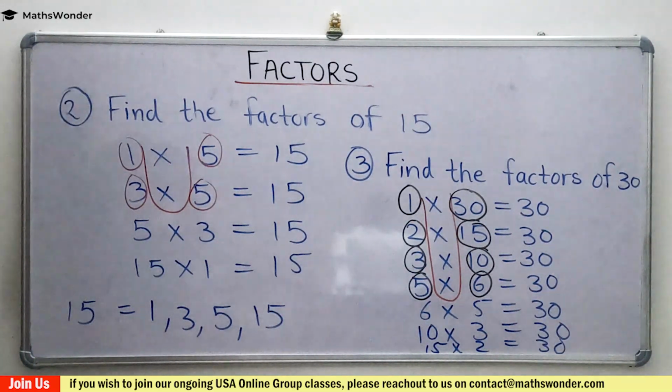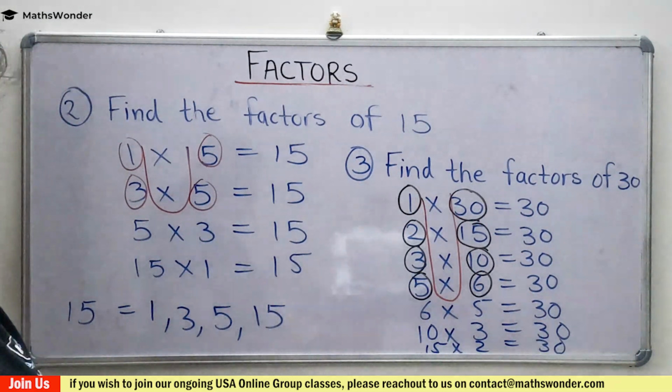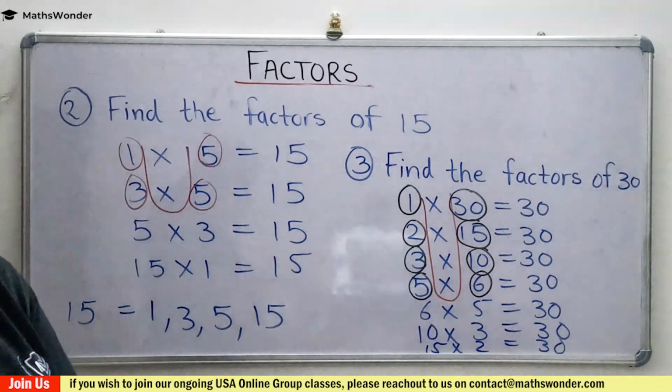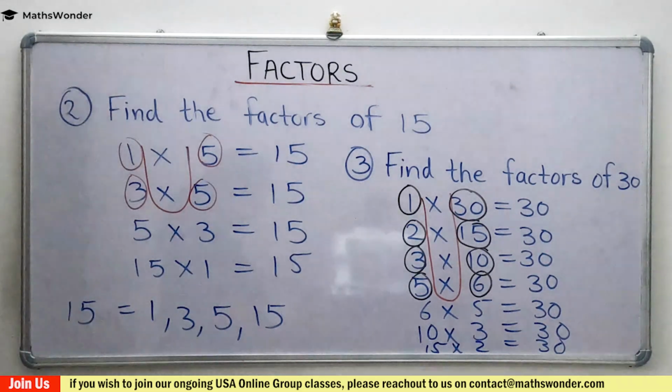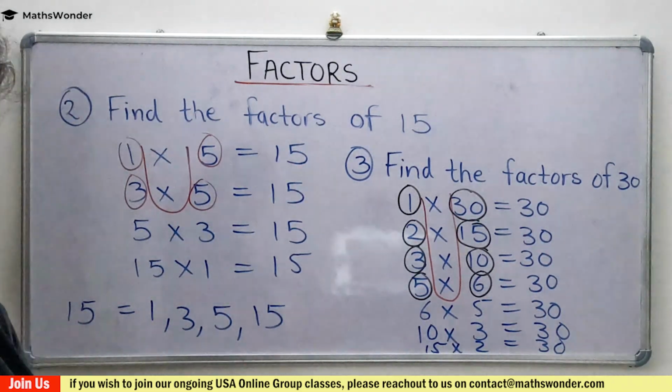Alright? Any confusion? No. Sure? So whenever the question comes, list all the factors of 30, or find the factors of 30, you can find it like this. Okay?